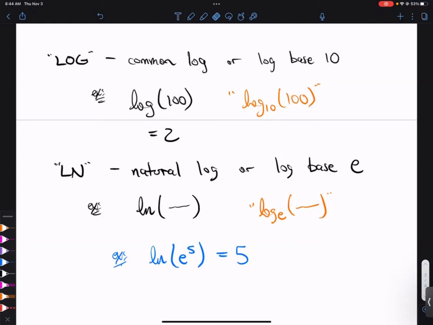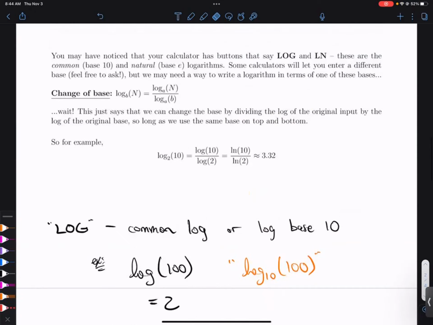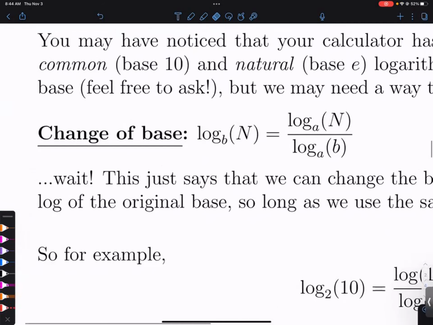Way back, 50, 60, even hundreds of years ago, instead of a calculator you had a book with logarithm values, and it had these two in it, because they're the most valuable in most applications. So how do we do other things? Well, we've got this change of base formula.